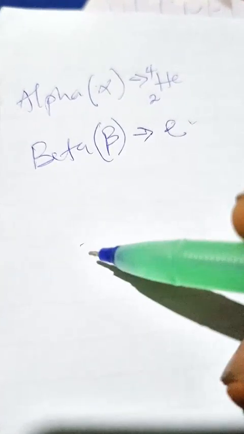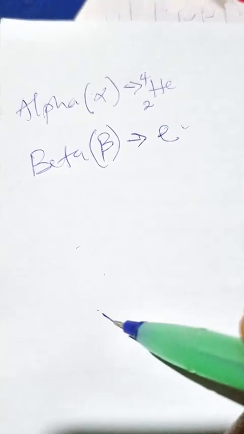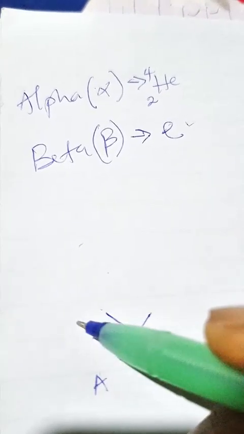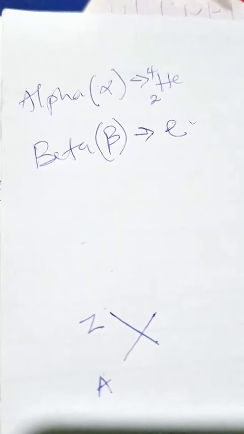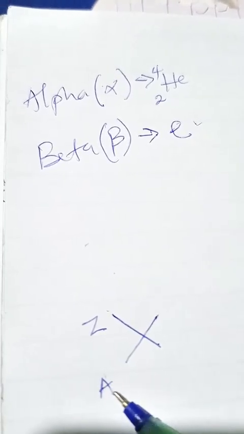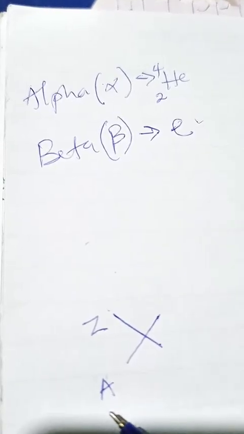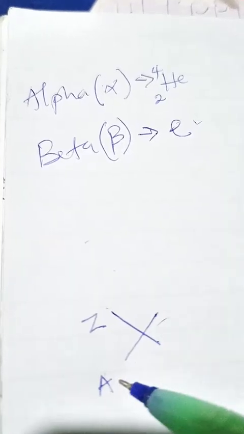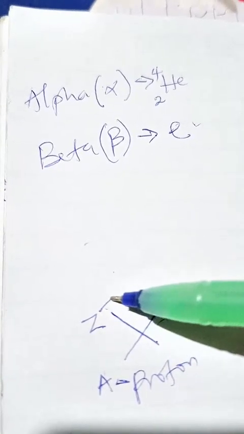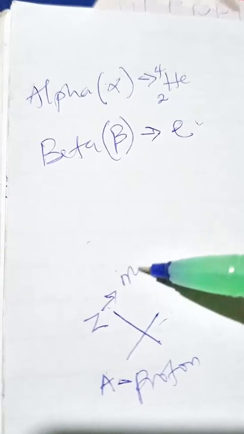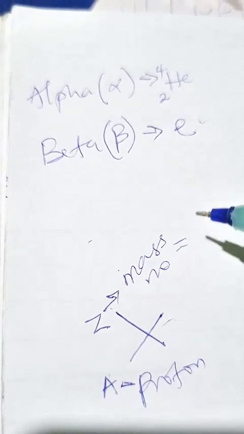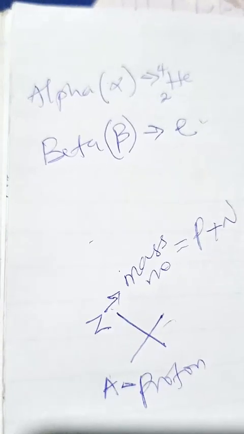You remember that when you have an element, let's say element X, with a number at the bottom and another number at the top, the number at the bottom is referred to as the atomic number, and that is the number of protons present in an atom of an element. This one is the number of protons, while the other is the mass number. The mass number is the number of protons plus neutrons.